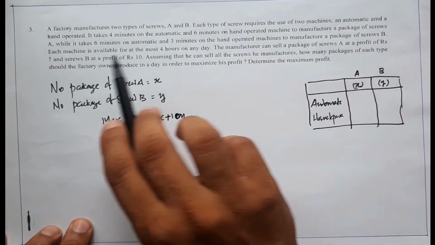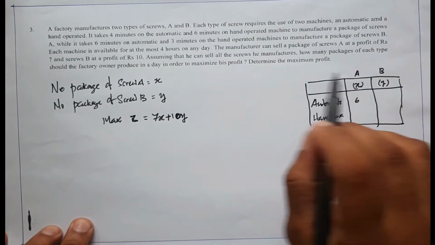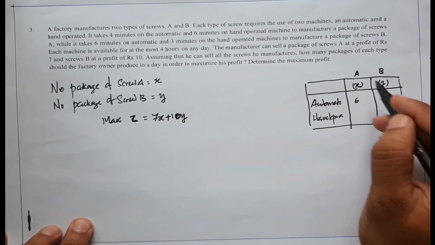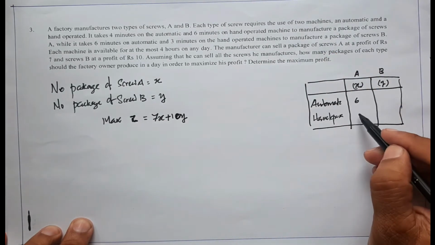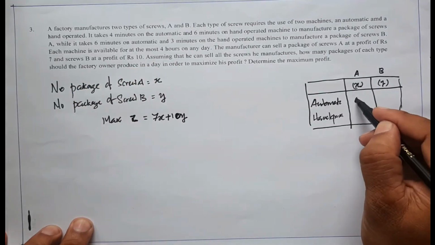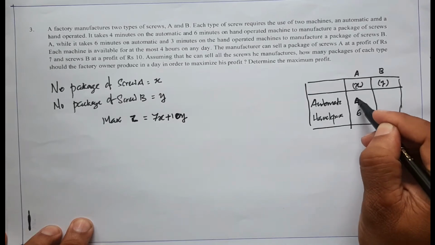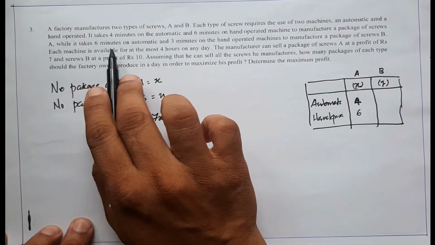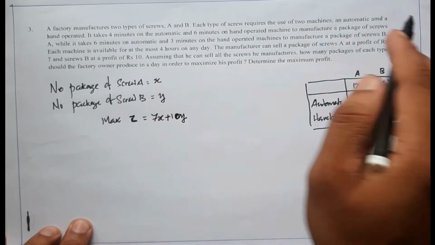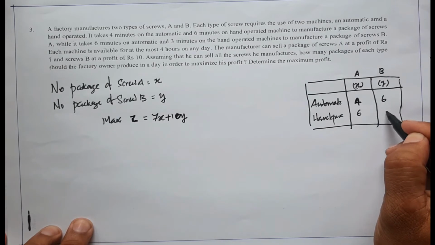It takes 4 minutes on the automatic machine and 6 minutes on the hand operated machine to manufacture a package of screw A. It takes 6 minutes on automatic and 3 minutes on hand operated machine to manufacture a package of screw B.